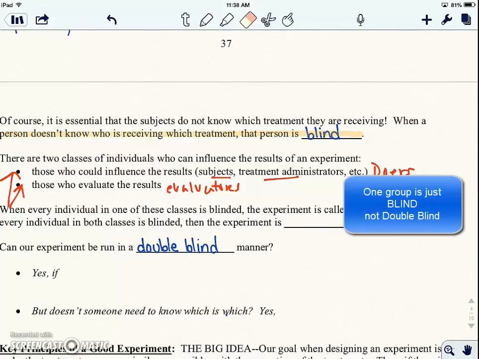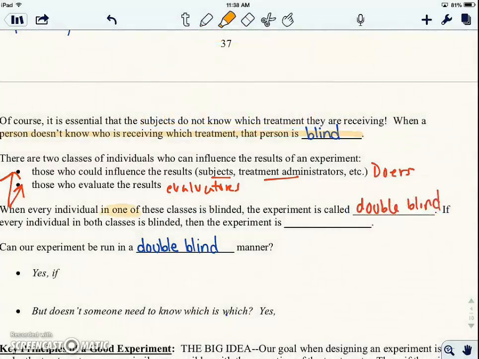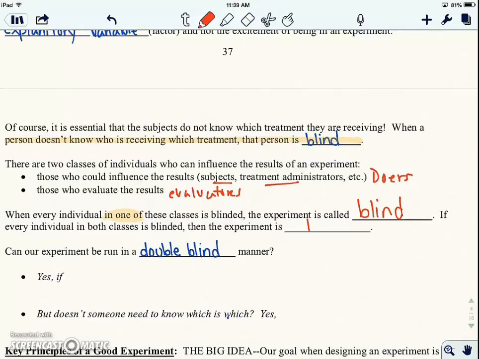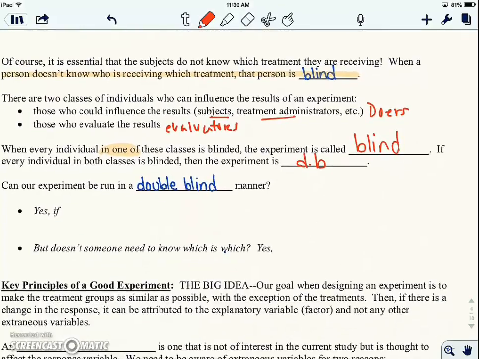Oh, I read that wrong. If every individual in one of the classes, okay, just one of the classes, then it's blind. If it's both of the classes, then it is double blind, okay? Can our experiment be run in a double blind manner?